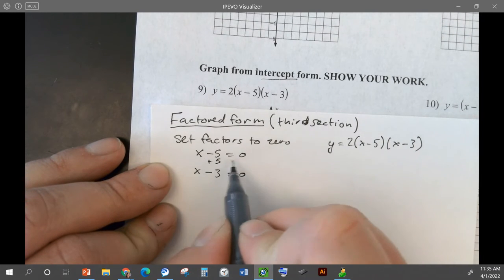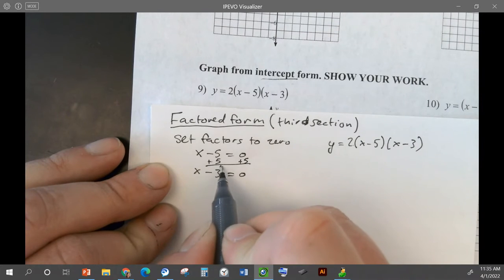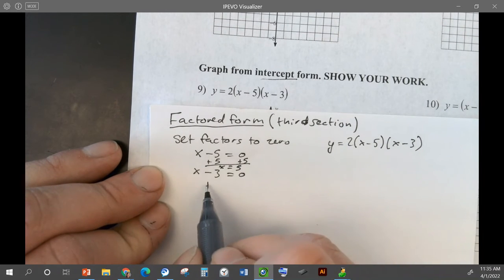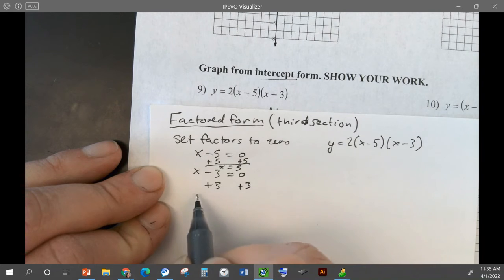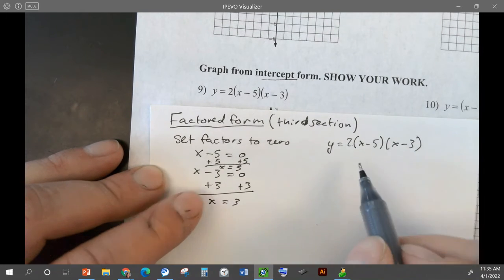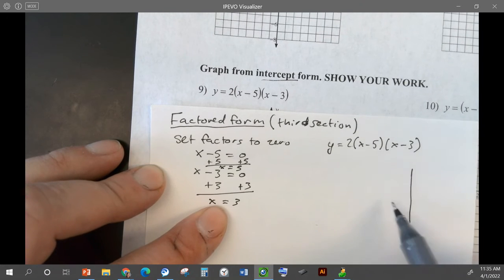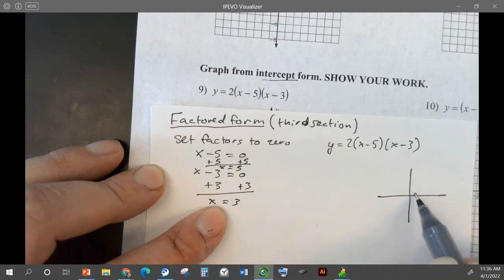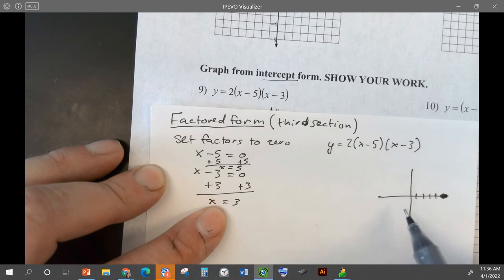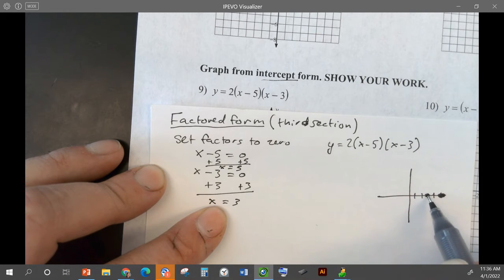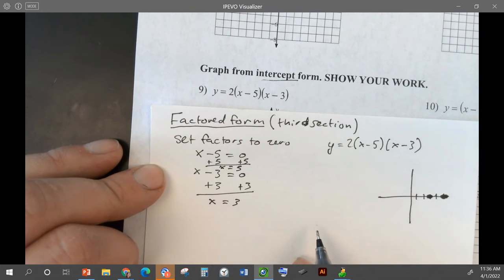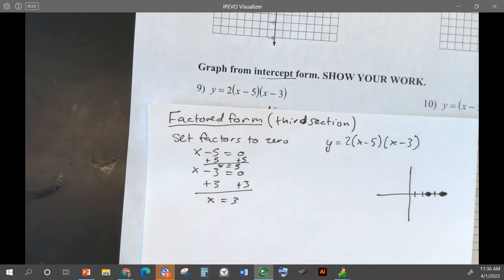And then we add 5 to both sides here. So x is 5. I kind of ran out of space there. Here, I'm going to add 3 to both sides. x is 3. So these are my x-intercepts. So on my graph, I'm going to put 1, 2, 3, 4, 5, an intercept at 5, and an intercept at 3. So now we have 2 of our 3 points. Let me check the lattice.